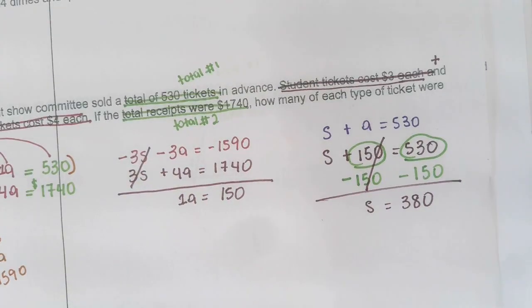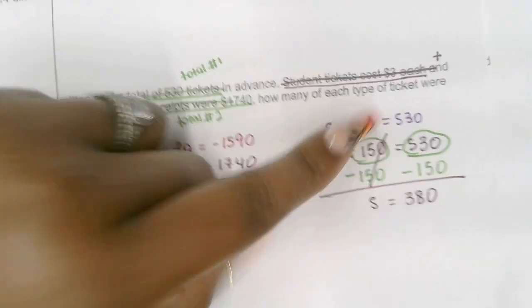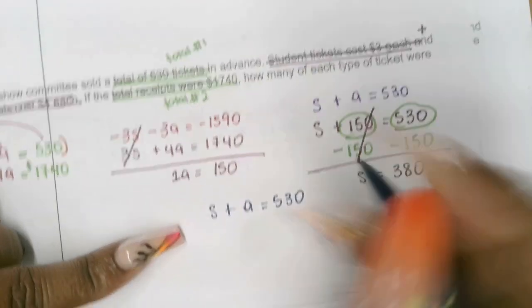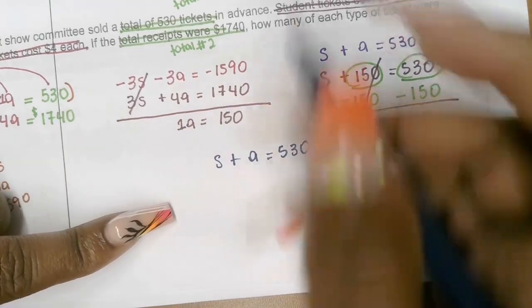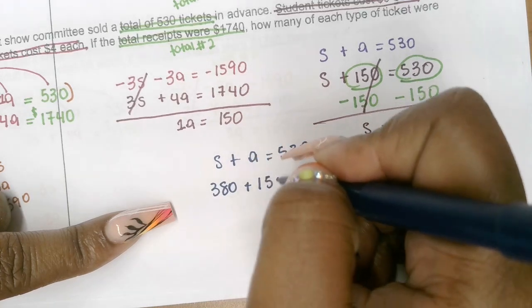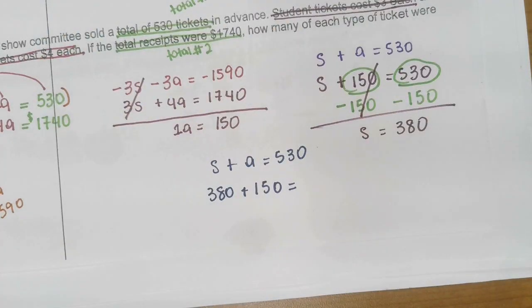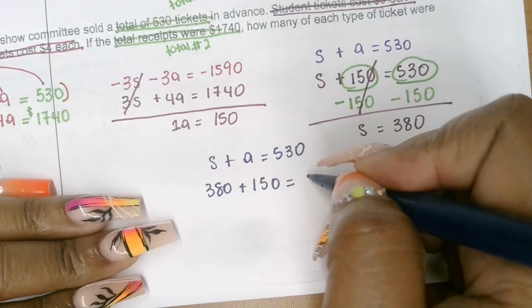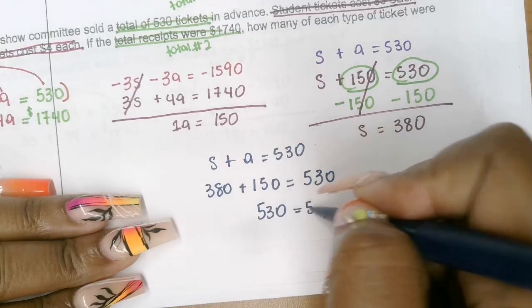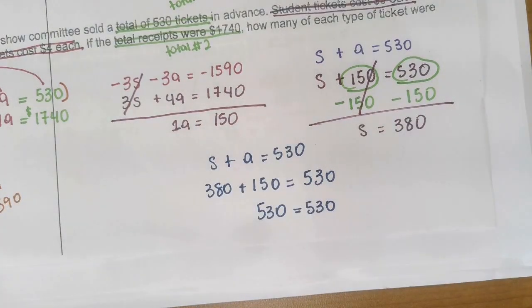Now if you want to do a tester, you use the same equation. S plus A is equal to 530. So you want to test if both these numbers are correct. S is 380 and A is 150. When we add both of those, we should get 530. So 380 plus 150 is indeed 530. So it's 530 equals 530. Right. And that is that portion.